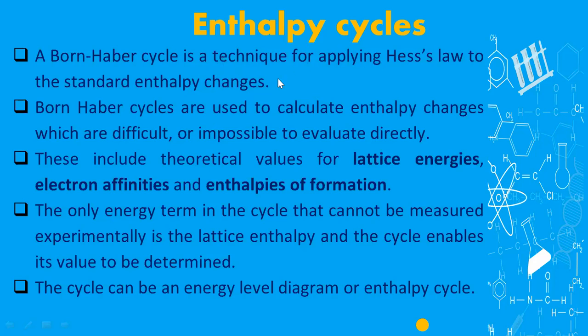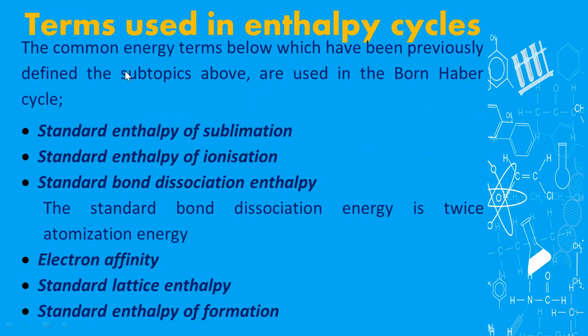The Born-Haber cycle is a technique for applying Hess's law to the standard enthalpy changes, which Hess's law we have already seen. These cycles are used to calculate enthalpy changes which are difficult or impossible to evaluate directly or to be got by experimental means. So normally Born-Haber cycles or enthalpy cycles or energy level diagrams are used to get lattice energies, electron affinities, and enthalpies of formation. That's always their major aims. And the only energy term that cannot be determined experimentally is the lattice enthalpy. Although they can determine all the three enthalpies I've seen above, the commonest one they normally ask you from the energy diagram is the lattice enthalpy. Which terms are used in enthalpy cycles, Linda?